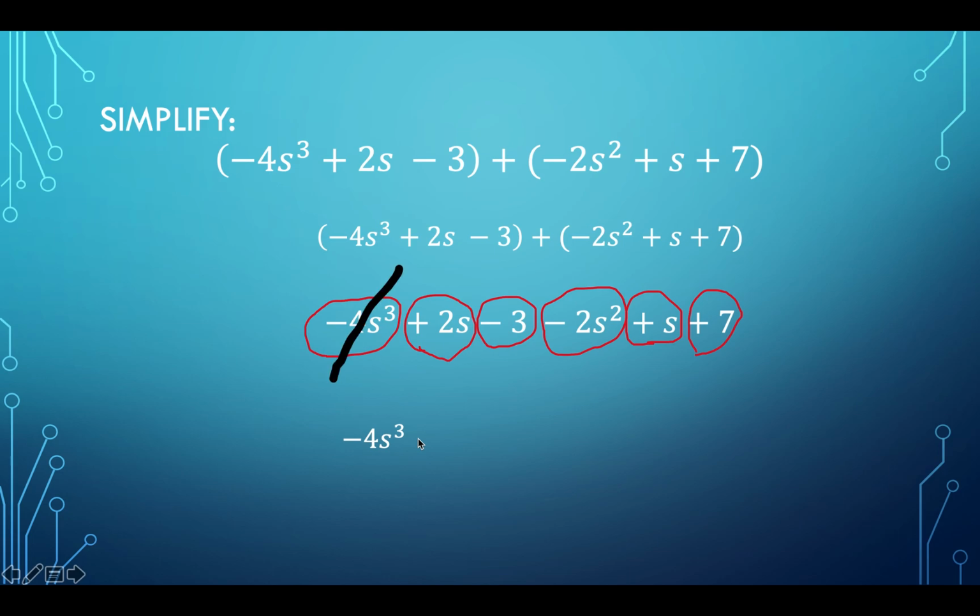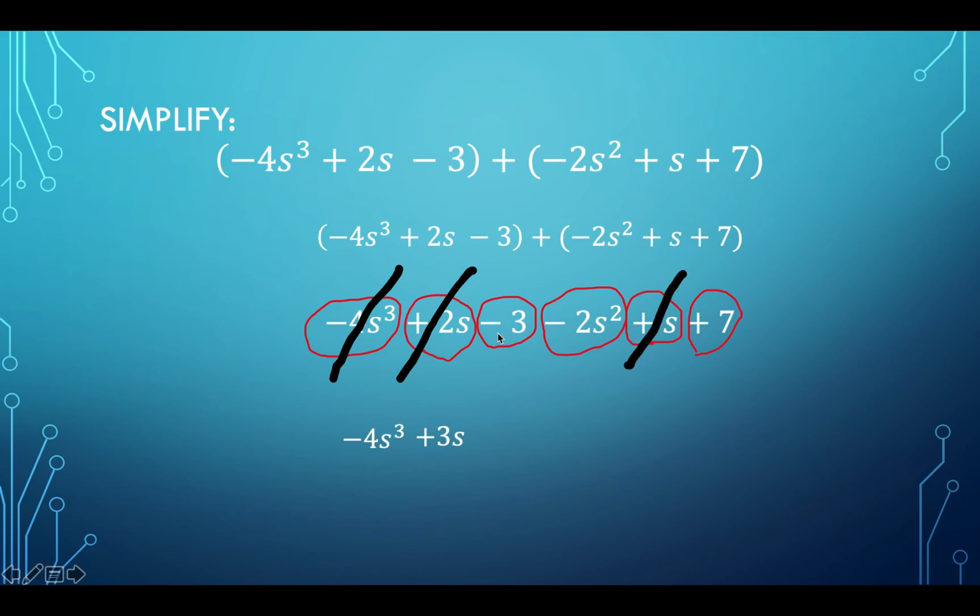Now I go ahead and cross that out so I can't reuse it. What comes next? Plus 2s. Well, is there anything that's just s here that I can combine it with? Yeah, there's just a plus s, so 2s plus s gives me 3s, and I go ahead and cross out 2s and s.